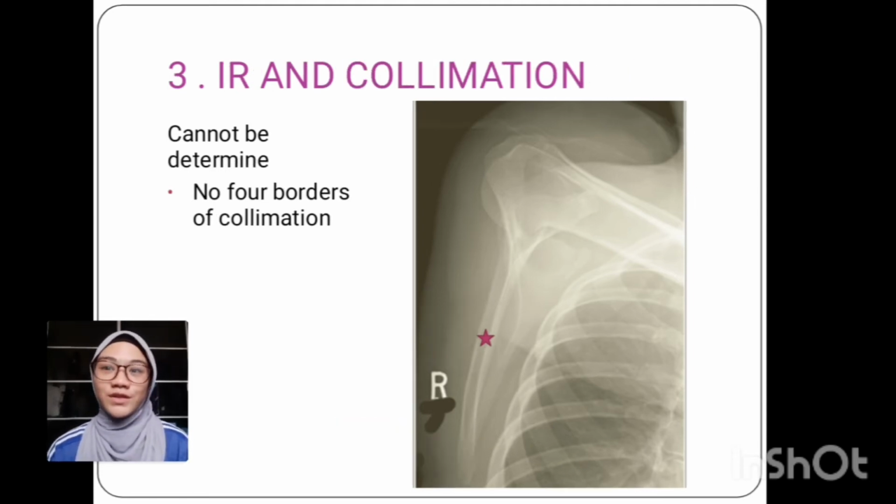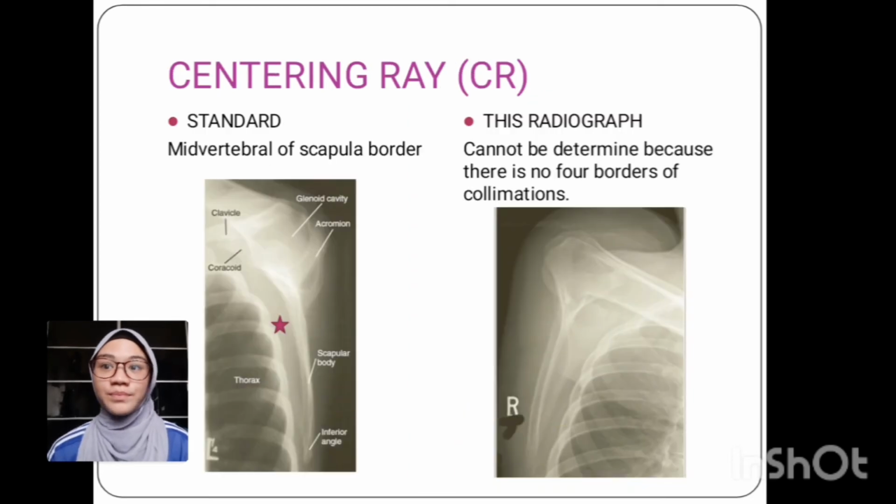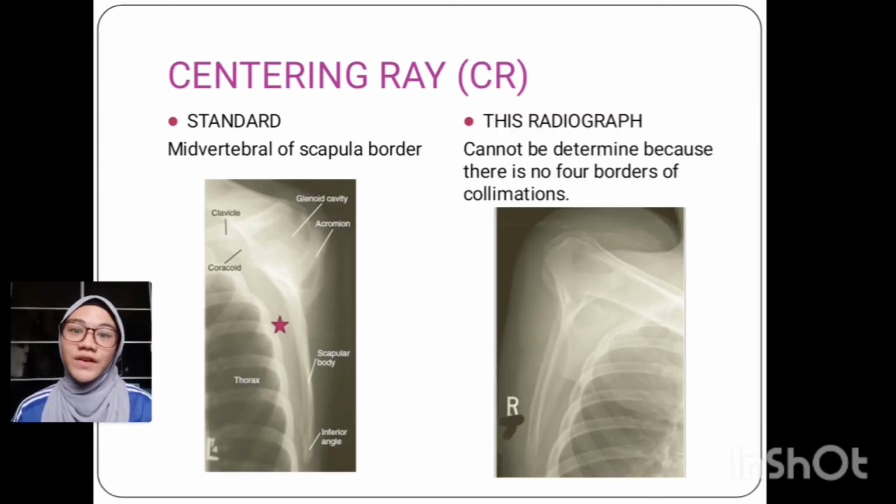Third, alignment between image receptor and collimation. It also cannot be determined because there are no four borders of collimation. Centering ray. The centering ray for this radiograph cannot be determined because there are no four borders of collimation. The standard centering ray for this projection is at the mid-vertebral border of the scapula.